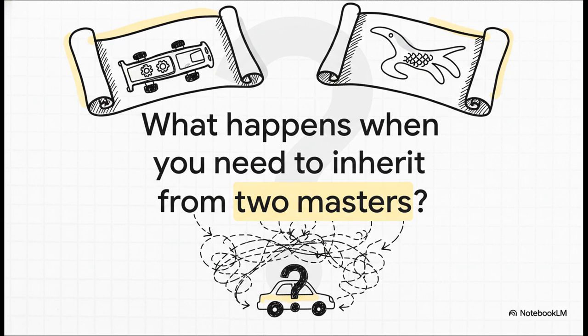But it does leave us with a pretty fascinating question, doesn't it? We've seen how a class can inherit from one master blueprint. But what happens when you need to inherit features from two different masters at the same time? Well, that's a puzzle for another time.